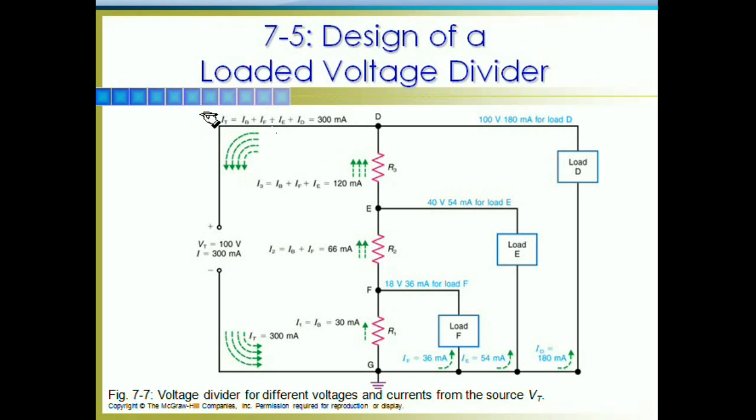And this is what we have shown here in this example. Alright, in this case, let me get rid of that thing. Okay, in this case, I have R1 and I have load F. Now, my voltage requirement for load F is 18 volts, and it's going to want 36 milliamps worth of current.